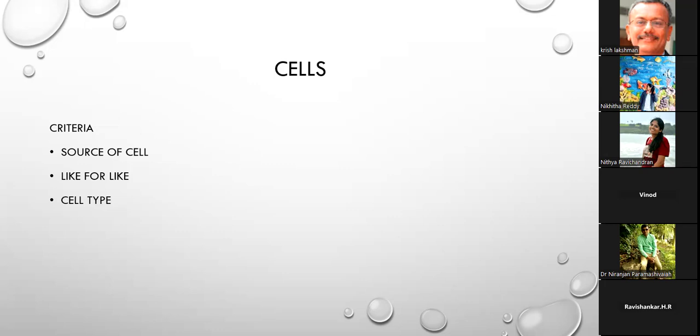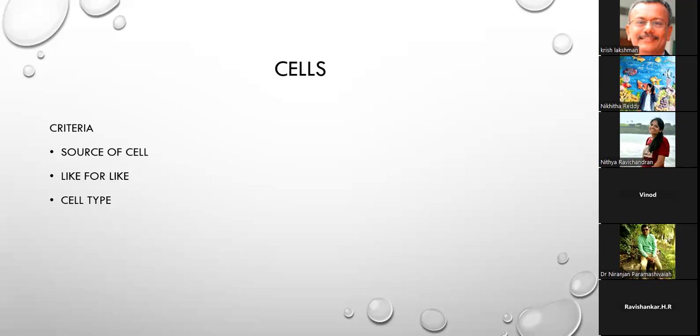The main importance of cell is its ability and capability to regenerate and reproduce. So here the most important point would be the criteria for using what type of cells for the tissue engineering. First criteria is whether the cells are sourced from the patient or from the donor. Because if it is from the donor, there is a chance that there is going to be a reaction and it's going to affect the outcome.